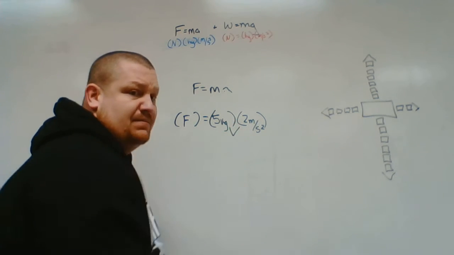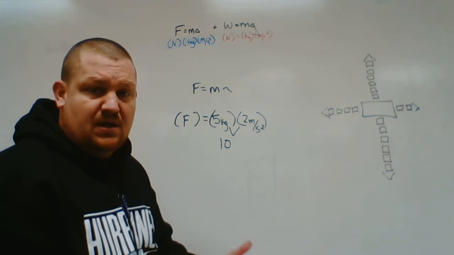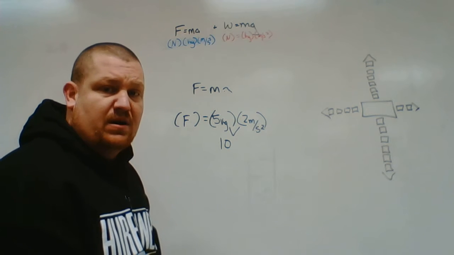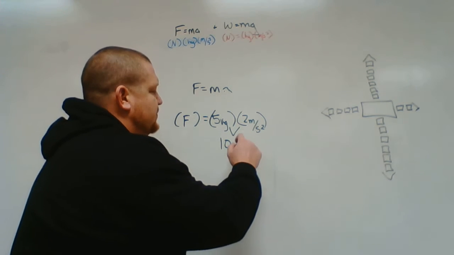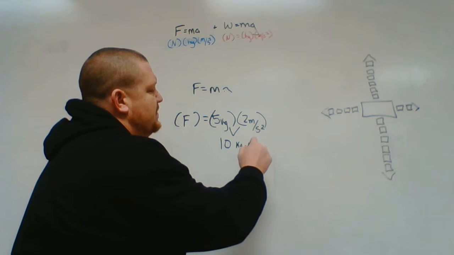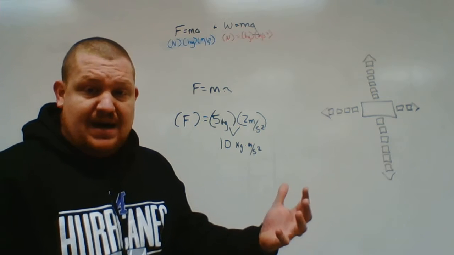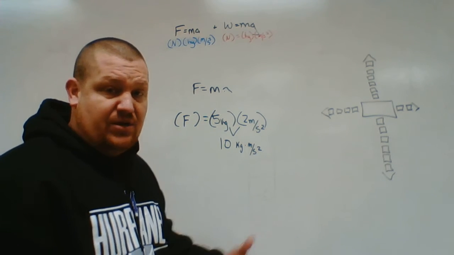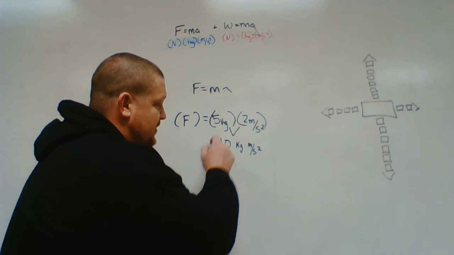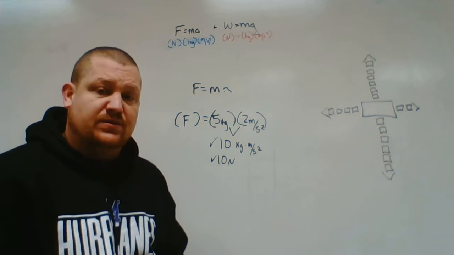So 5 times 2 is 10. None of these units cancel. If you don't know about canceling, let me know. I'll go over that a little bit. We should be good on that by now. So nothing cancels. So kilograms, meters, second squared. And on our reference sheet, it reminds us that this kilogram meter per second squared is a Newton. So this is a correct answer, 10 Newtons.